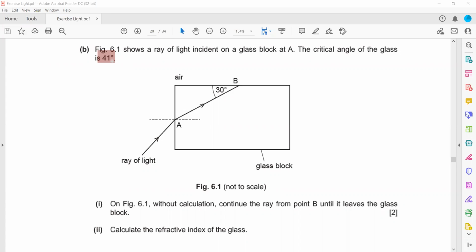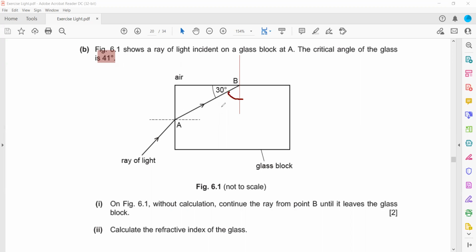So what is the angle without calculation? We don't have to calculate anything. We just have to understand from the value. If I draw the normal, and this angle is 30°, what will be the angle between the incident ray and the normal?